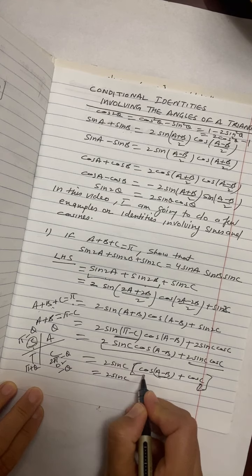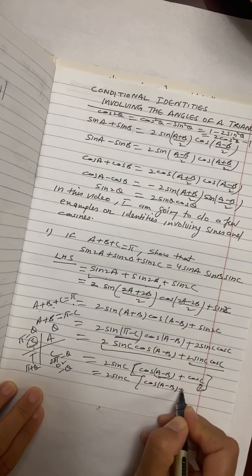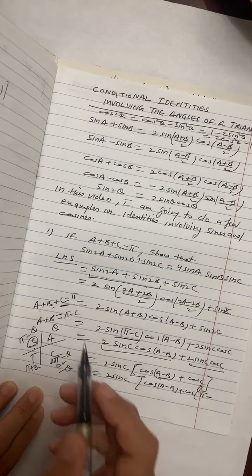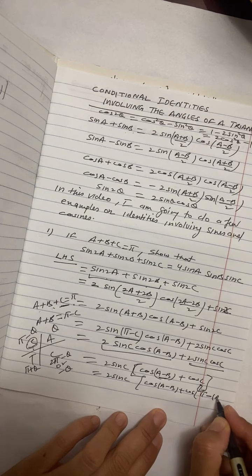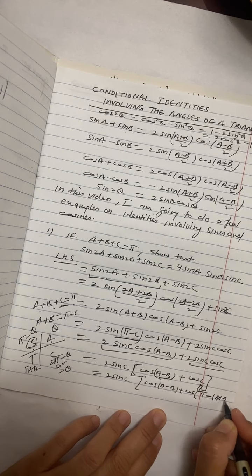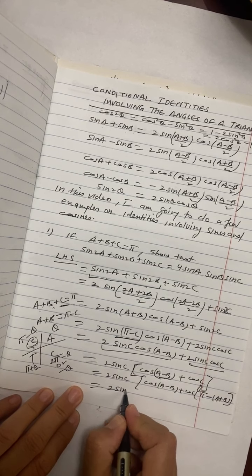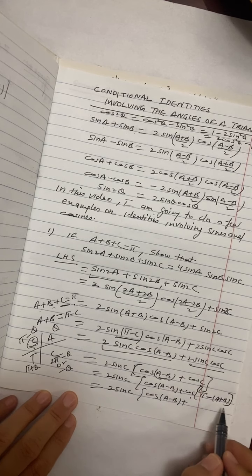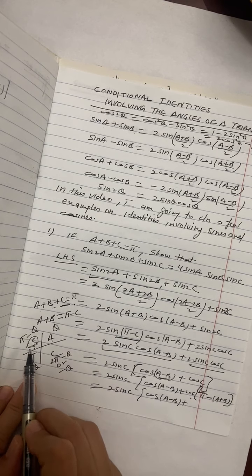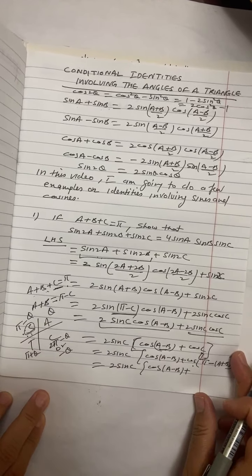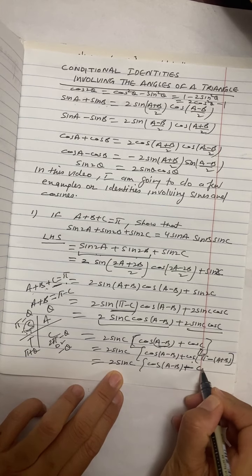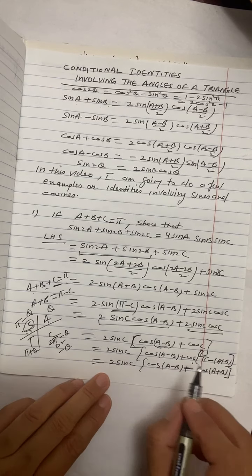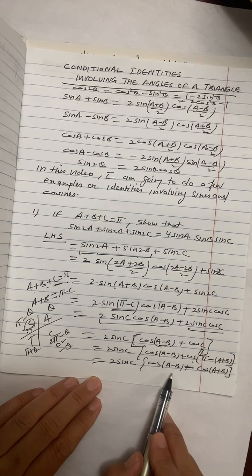So this is 2 sin C, cos (A minus B) plus cos (pi minus (A plus B)). I'm going to keep this C here and move A plus B there, and use another bracket here. Now cos (180 minus theta) is in the second quadrant, and in the second quadrant cos is negative, so this becomes minus cos (A plus B). So now we have simplified this to cos (A minus B) minus cos (A plus B).